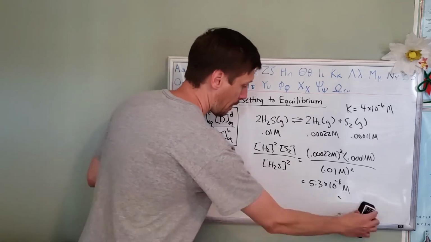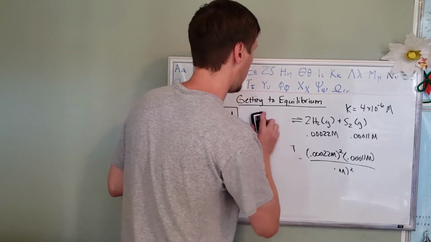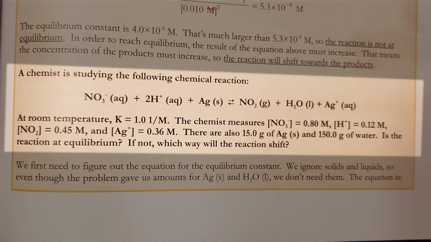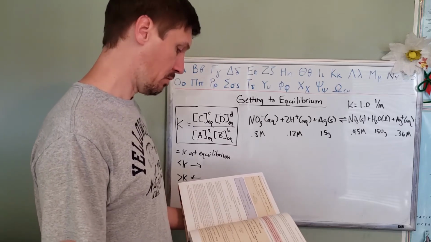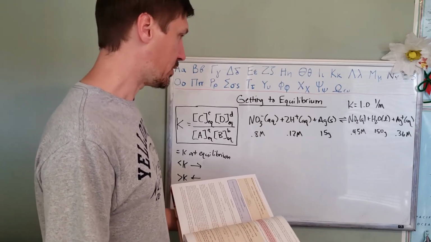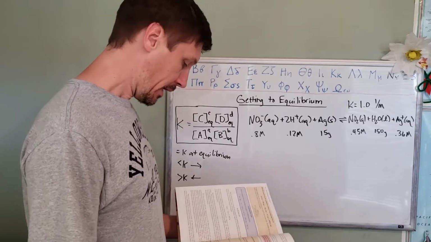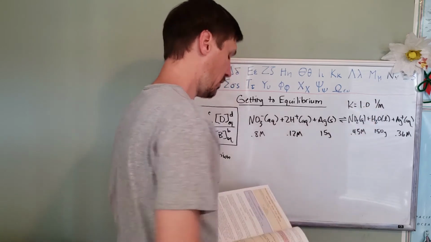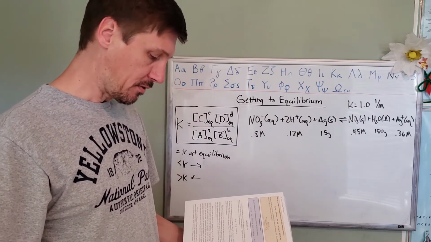Let's do one more. So our next problem says a chemist is studying the following chemical reaction. So they give us that NO3 minus plus 2H plus Ag yields NO2 plus H2O plus Ag plus. All right? And then they tell us that at room temperature, K is equal to 1.0. It's got the unit 1 over molarity. That's the correct value of K.